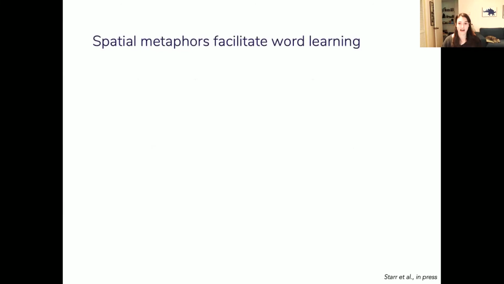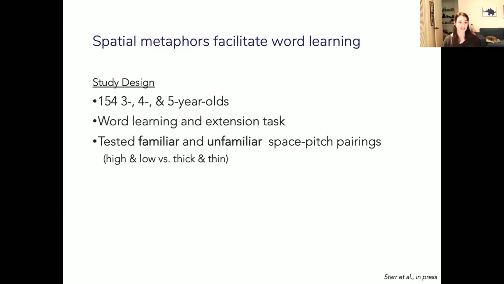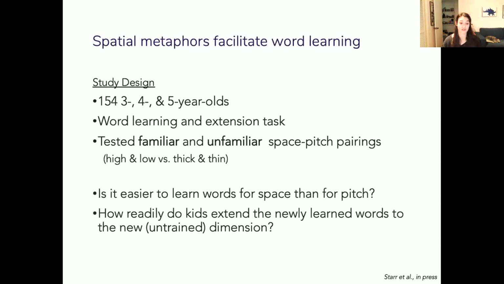To test this, we had 3, 4, and 5-year-olds, so we had preschoolers, do a word learning and word extension task where we taught them words for space or pitch and then asked them to extend it to the opposite direction. And critically, we tested both familiar and unfamiliar space-pitch pairings to make sure that children's familiarity with metaphors in English wouldn't be influencing their response. So we tested children with concepts high and low and thick and thin for both space and musical pitch. And our key questions were, is it easier for children to learn words for space than it is for pitch? And how did kids extend these newly learned words, so in either space or pitch, to this untrained dimension?